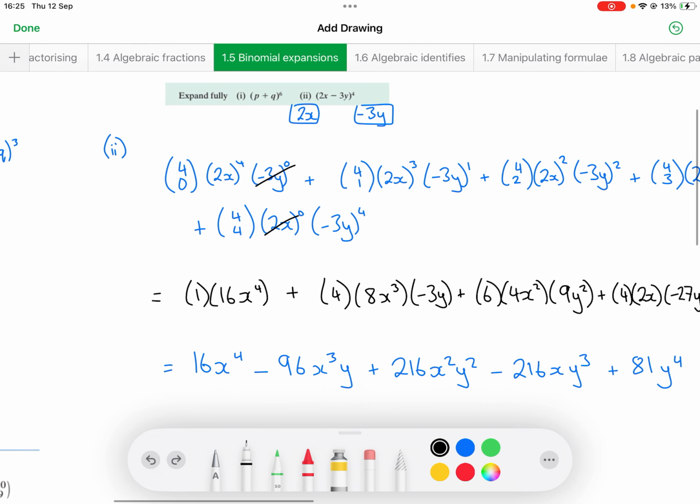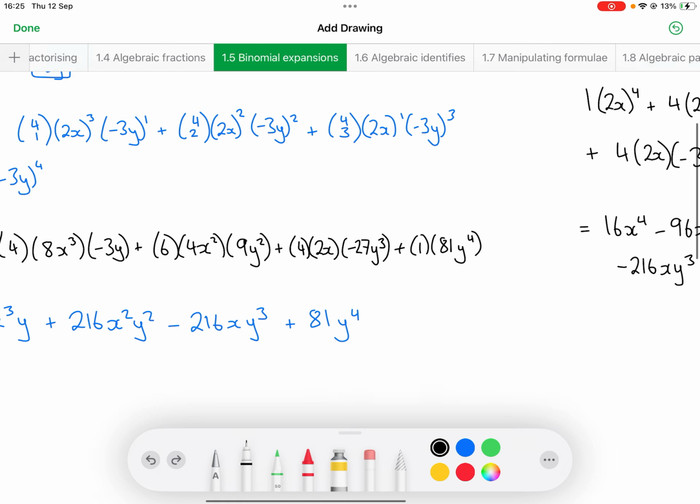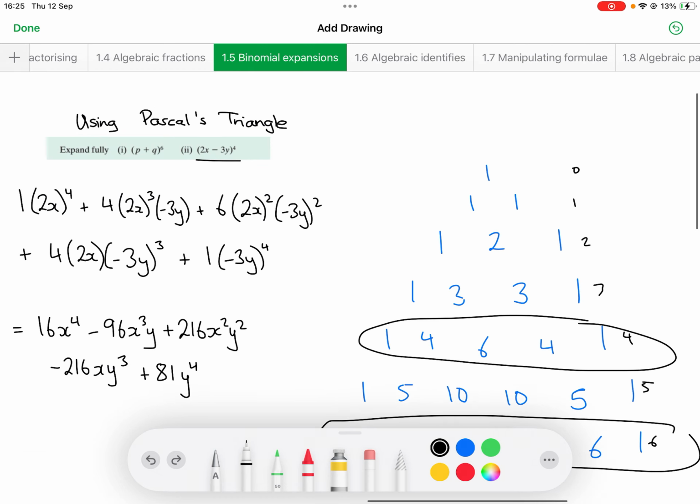It's the same as what we did up here. These numbers are the same as these. So you can either do your choose, and that's using your binomial expansion, or you can use Pascal's triangle, which you just draw out a quick sketch of the triangle beforehand.